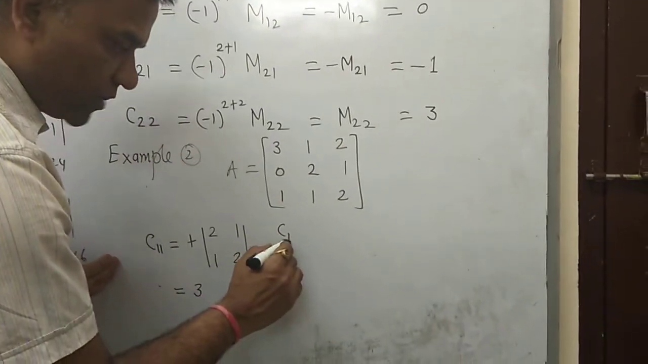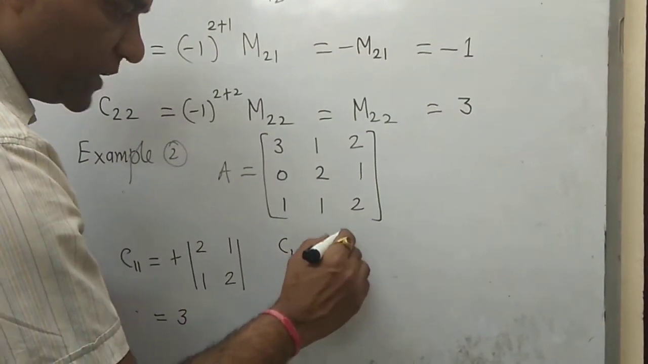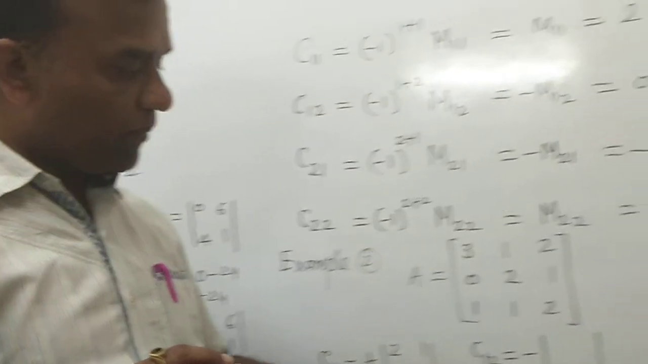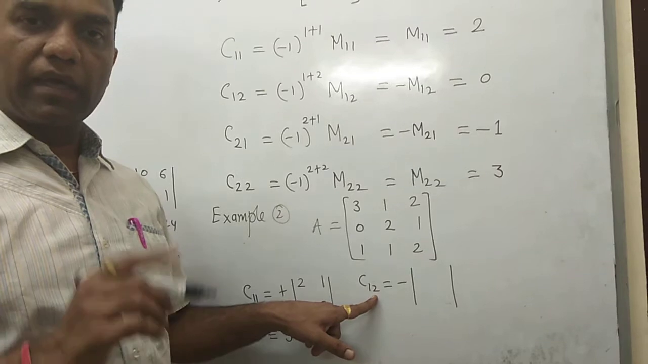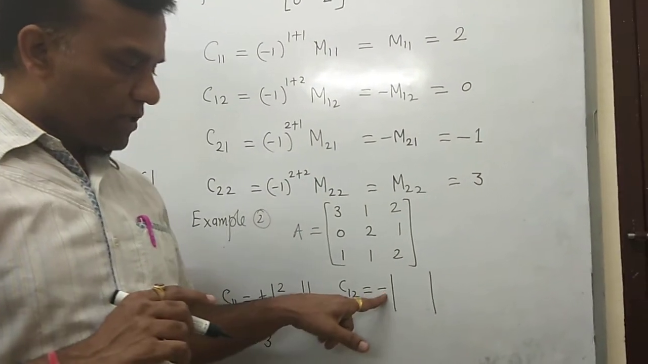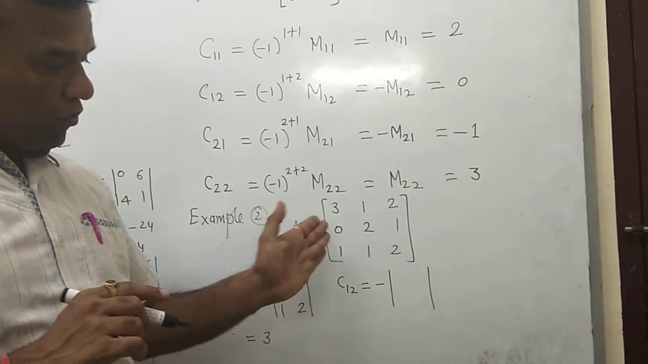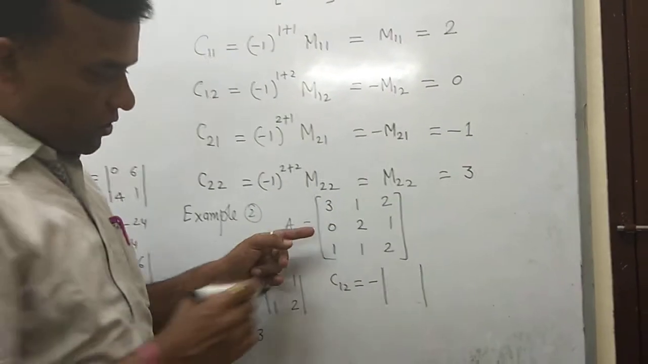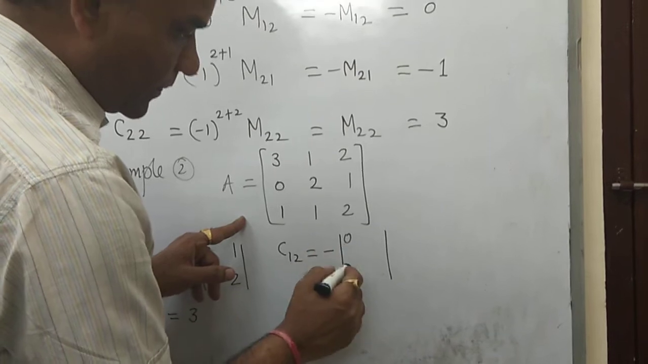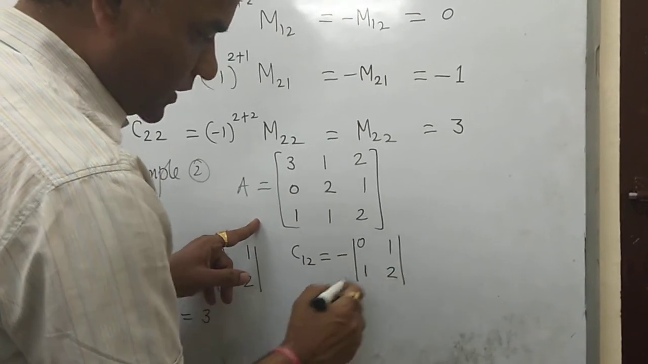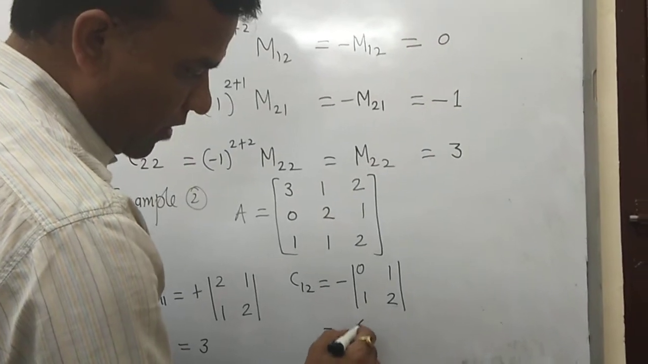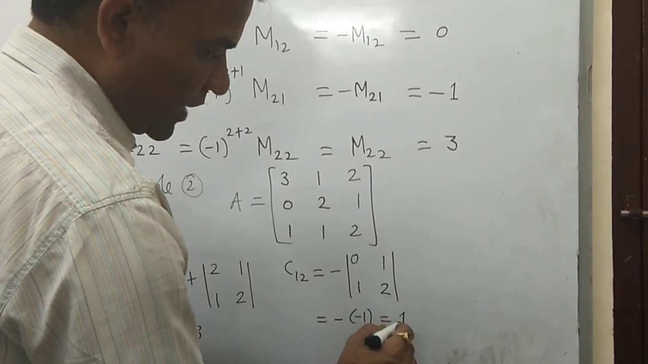Similarly, you write down C12. 1 2 means you put a minus sign. Why do you put a minus sign? Because of their sum: 1 plus 2 is 3 and 3 is an odd number. So we put a minus sign here. Now the concept is the same. You are leaving the first row and second column. So your answer is 0 1 and 1 2. So the answer is minus of minus 1, which means the answer is 1.